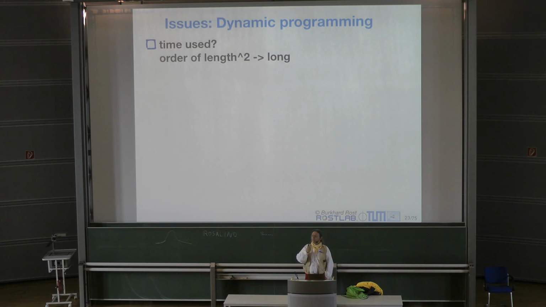Now, is that a problem? Do you believe this is a problem? If proteins are maybe 400 residues long, so 400 times 400, is that a big number?